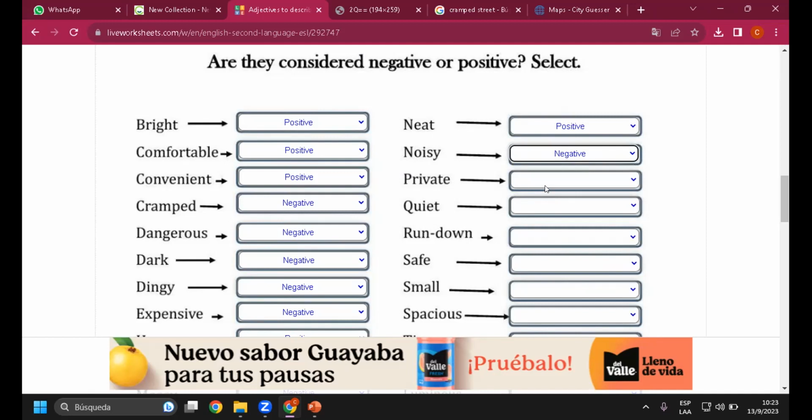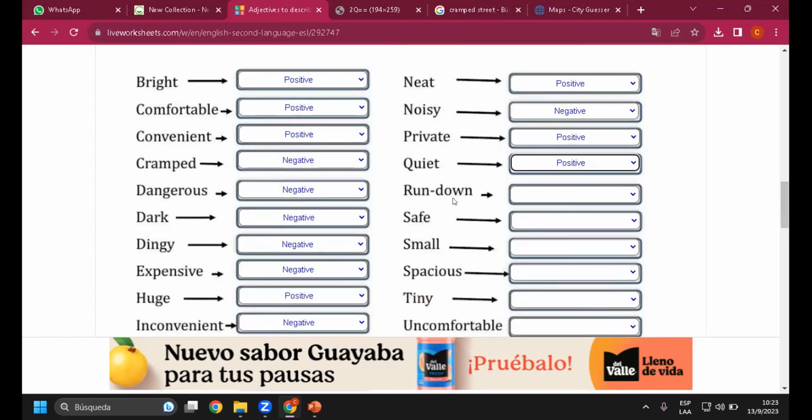Is your city noisy, guys? Sometimes, yes. All right. Then we have private. Is that positive or negative? Positive. Then we have quiet. What is quiet? It's silent. Exactly. Quiet means a silent place. Basically, quiet is the opposite of noisy. So this one is positive.